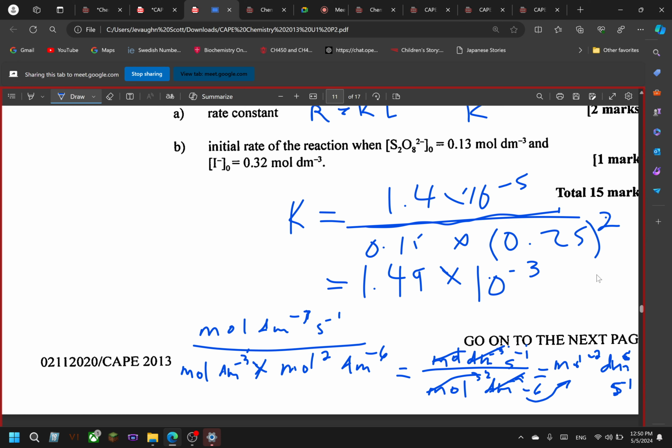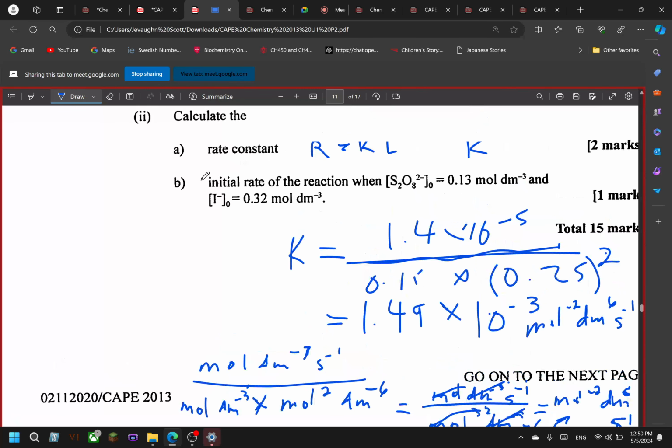So the unit of K is mole to the power of negative 2, dm to the 6, per second. That's the answer. The last thing, initial rate of reaction. When the concentration of this is like that, and the concentration of this is this, how will you calculate it? All you do is use the general rate equation again, plugging in these values along with k to find the rate. Make sense?